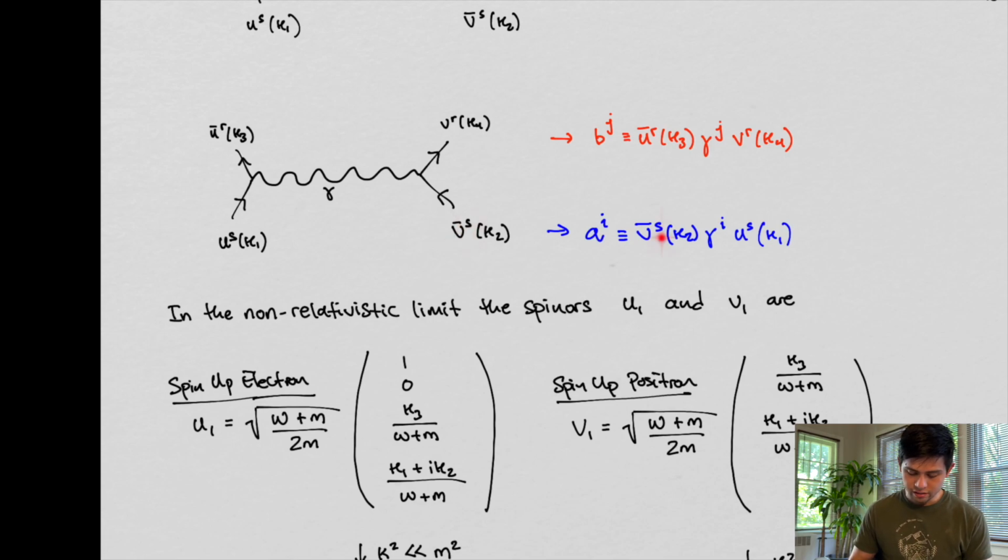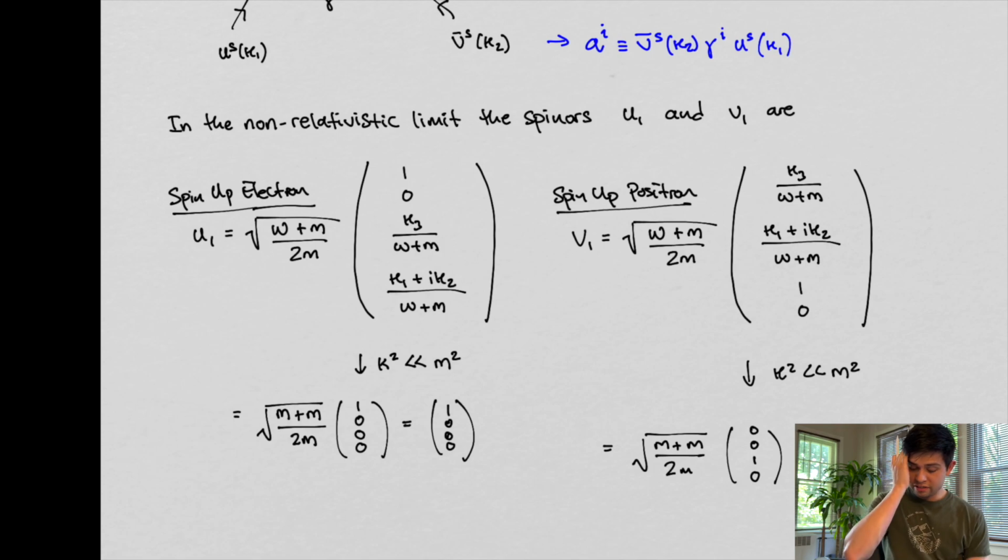So here's our VS, here's our US, our two spinners, and sandwiched between them is this gamma. This is the Dirac matrix, or one of the Dirac matrices. And this Dirac matrix is labeled right here, these two guys. Same thing here, right? So nothing too drastic of a change between AI and BJ.